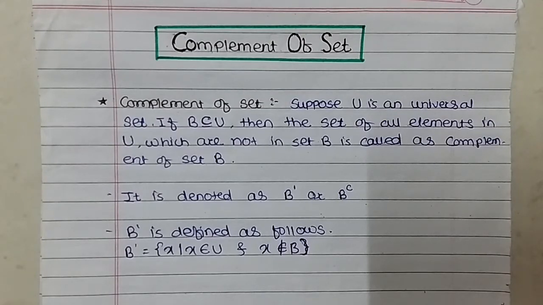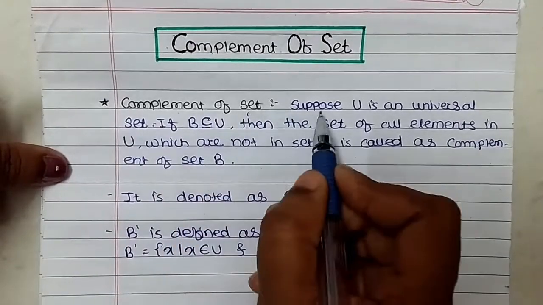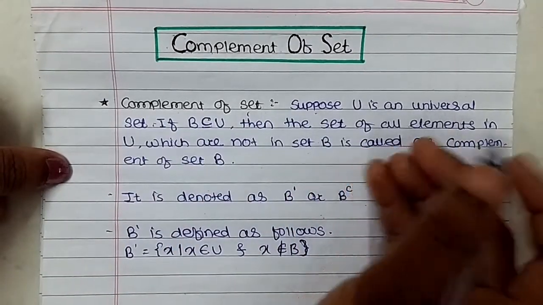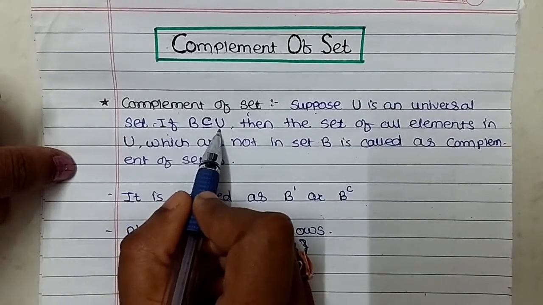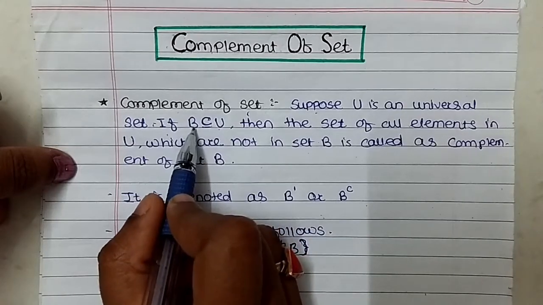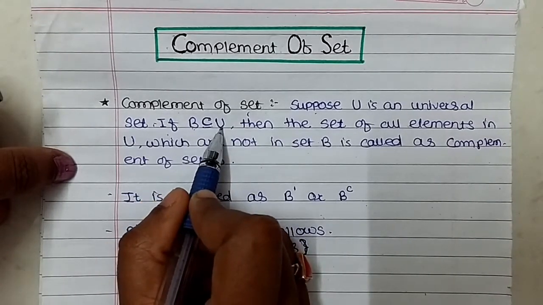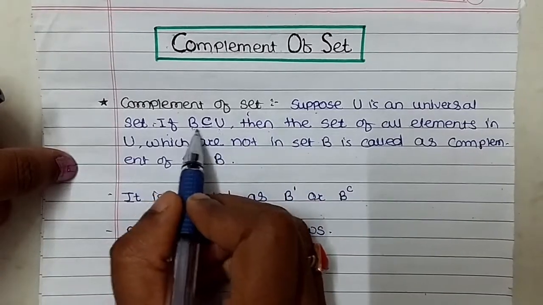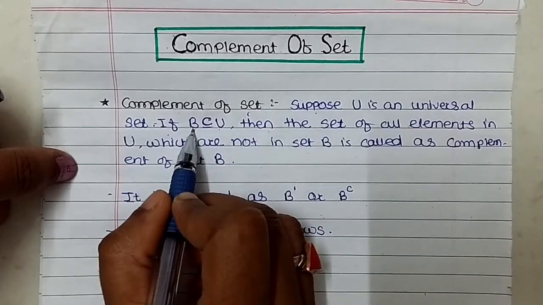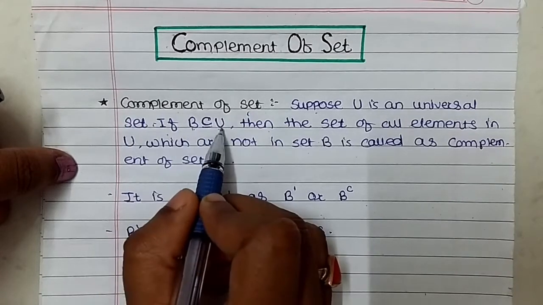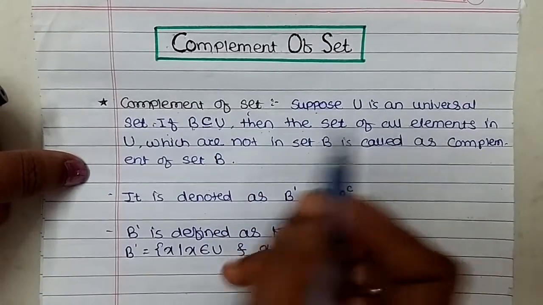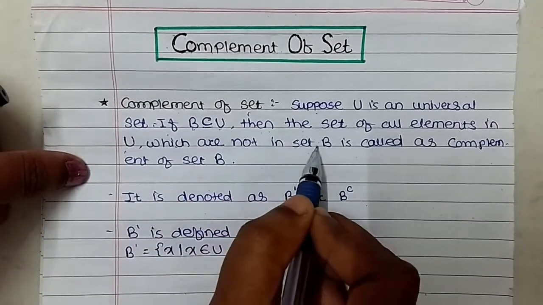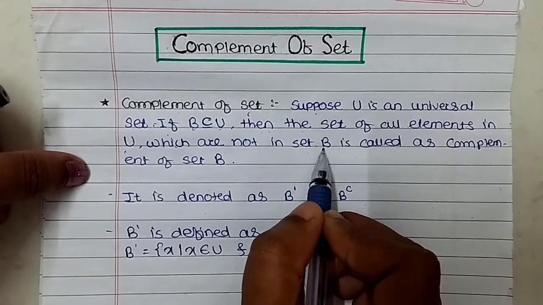So first, what does the complement of a set mean? Suppose U is a universal set, and B is a subset of U. B is a subset of U means that the elements present in B are already in the universal set. Then the set of all elements in U which are not in set B, those elements not included in B, is called the complement of set B.